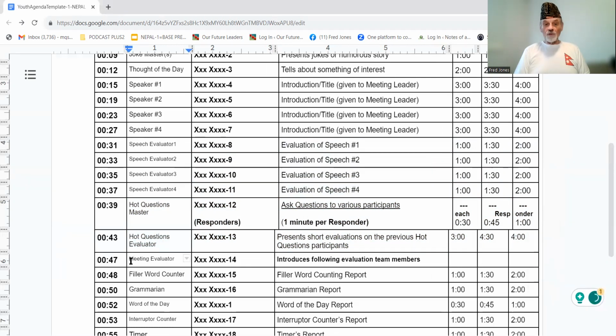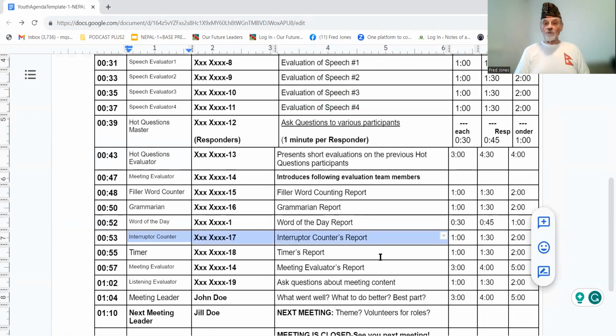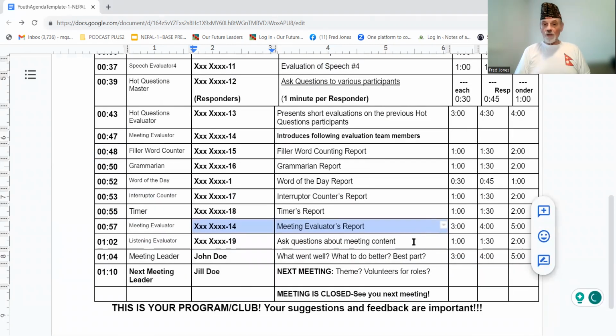Then it's followed by the meeting evaluator, who introduces the meeting evaluation team. So they would ask for the filler word counter to give their report, the grammarian to give their report, and word of the day to give their report. If they have such a thing as an interrupter counter, that's not normal, but in some cases it is important, particularly with young people, to learn not to interrupt during the meeting. Then the timer's report, and the meeting evaluator, you'll see, has longer time than others to do their report. You have a listening evaluator who asks their questions. All of these roles are described in the club kit. You have a club kit, they have the description, they can read it out. So, I think I've covered that.